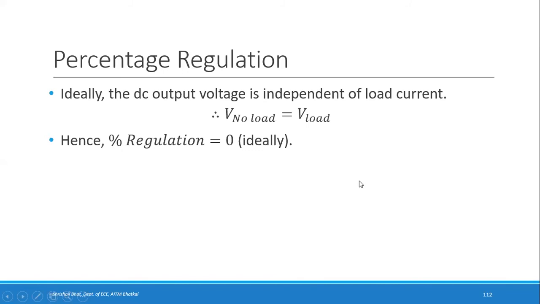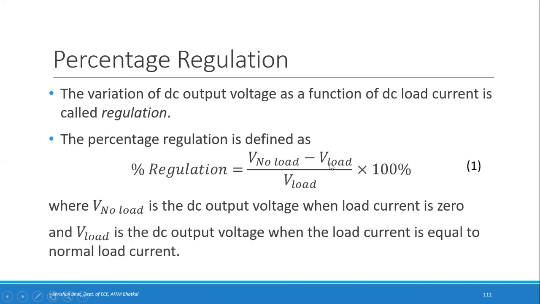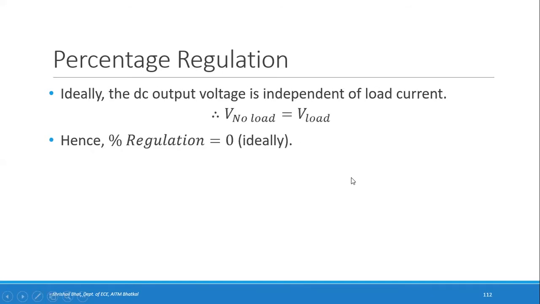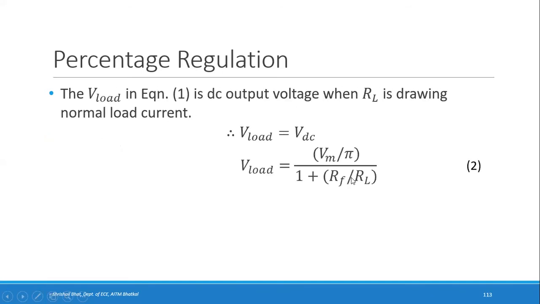That means for a good rectifier, percentage regulation should be as less as possible. So how do you find that? We have this V load, that is DC output voltage when there is load current. So when there is load current, what is that DC output voltage? It is nothing but VDC. V load is the output voltage when RL is drawing normal load current. That means normal load current is flowing through the load. That is nothing but the DC output voltage, that is VDC.